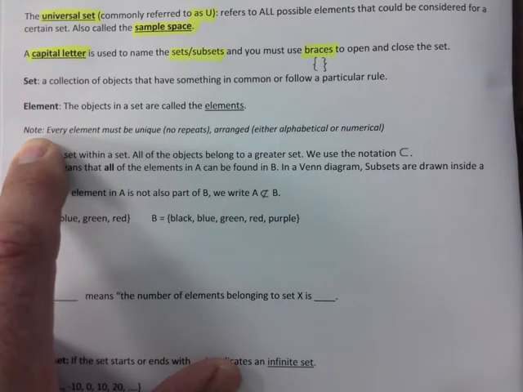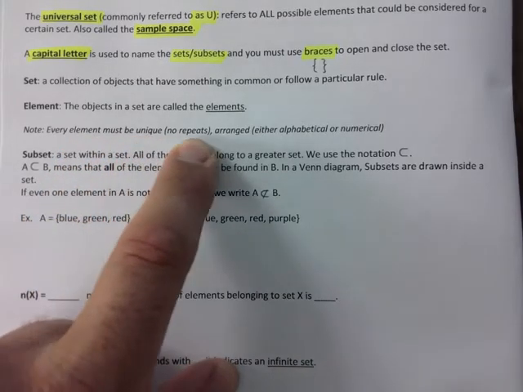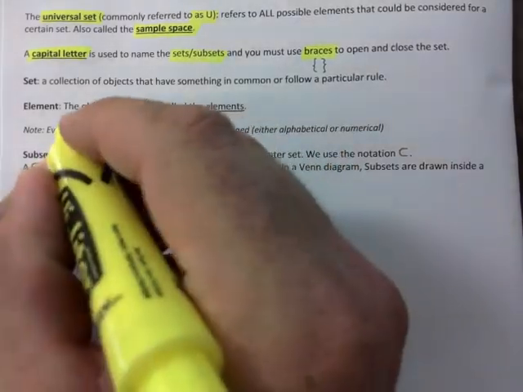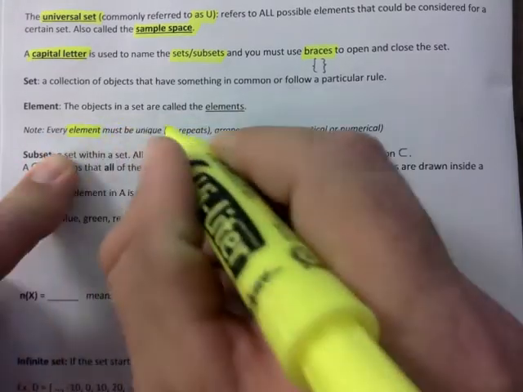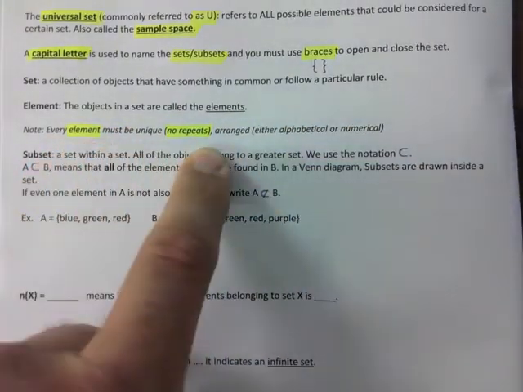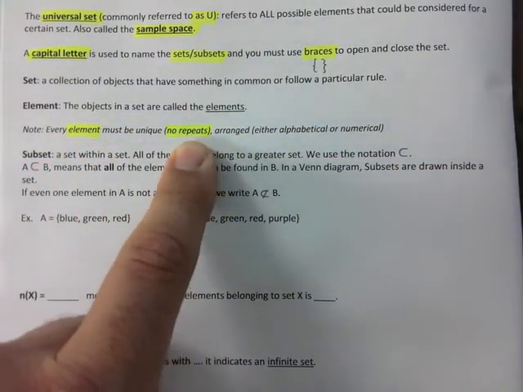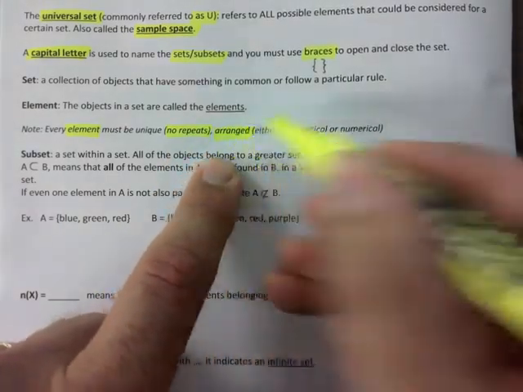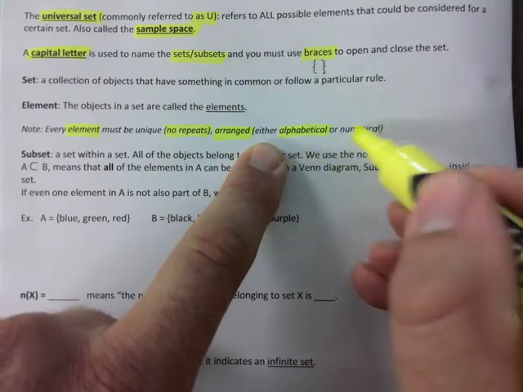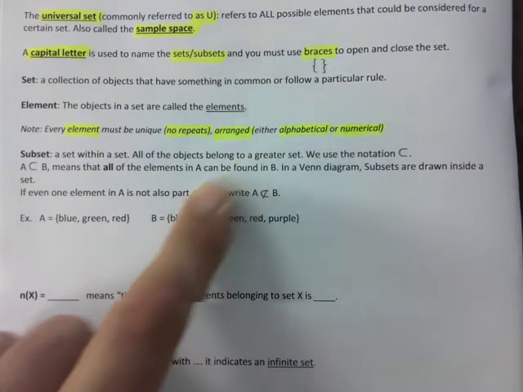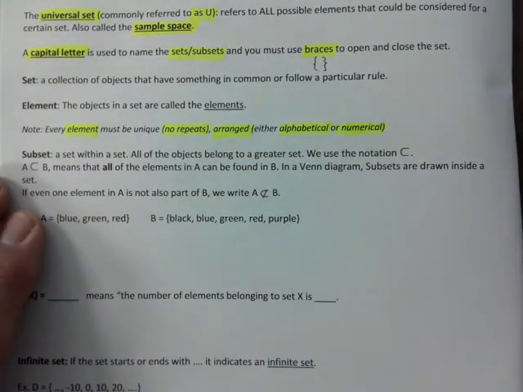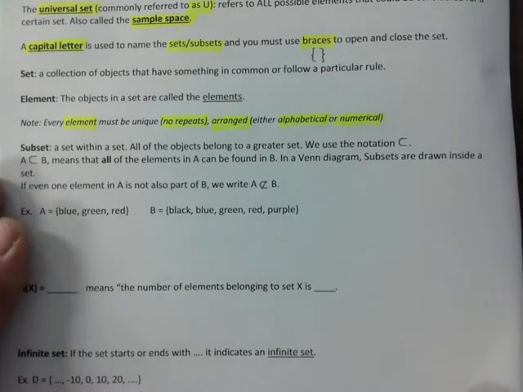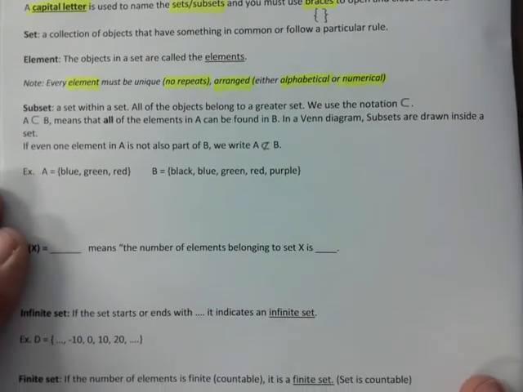Note, every element must be unique. You cannot have repeats, right? So elements should not repeat. They should be unique, right? And they have to be arranged, either alphabetical or numerical. I'll talk about that in a bit. After a while, you're just going to know that's what I'm supposed to do, okay?